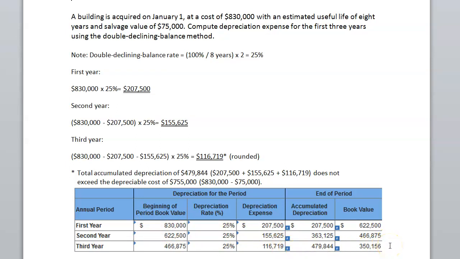So you can see, using this method, even though our rate stays the same, our depreciation expense is going to decline every year because we're using a lower book value. And of course, accumulated depreciation increases every time we record depreciation expense. And our book value is going to decline every year.